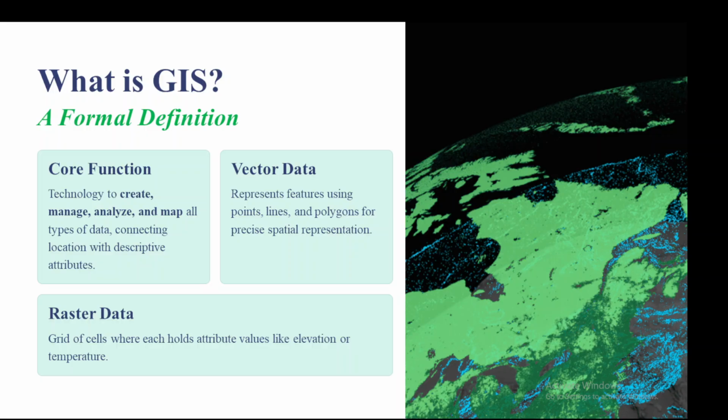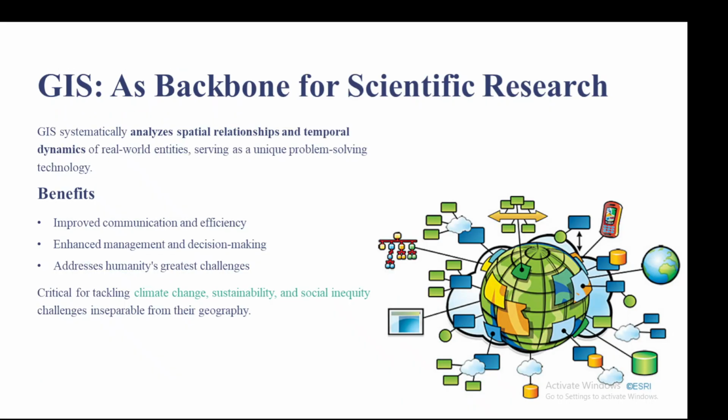Then comes raster data. The raster data is a gridded cell data where each cell holds attribute values, maybe elevation, maybe reflectance coming from that particular feature, or it could also be to do with temperature. So, GIS is the backbone of scientific research. It systematically will analyze spatial relationships and temporal dynamics, what we call spatio-temporal analysis of real world entities, because of which it serves as a unique problem solving technology.